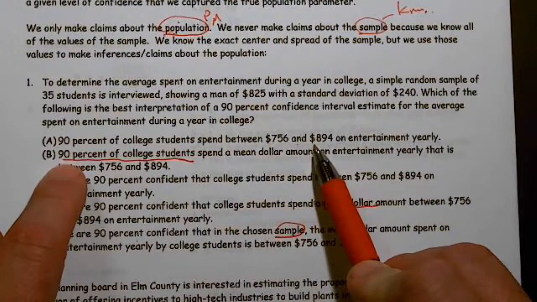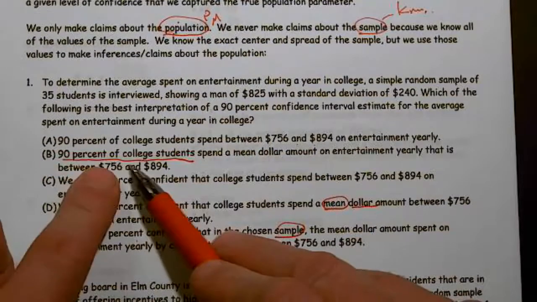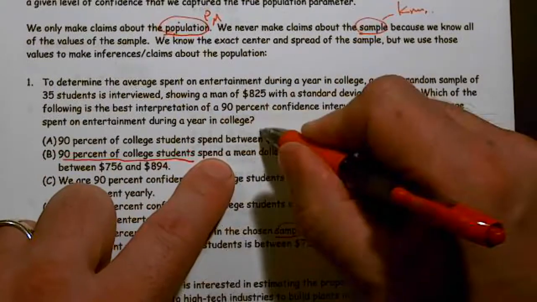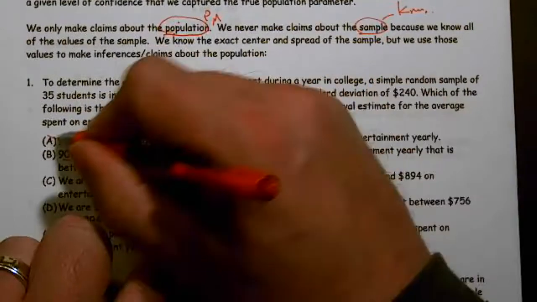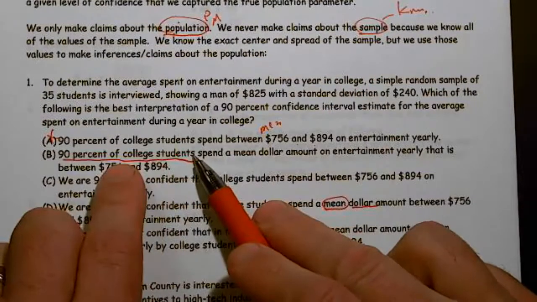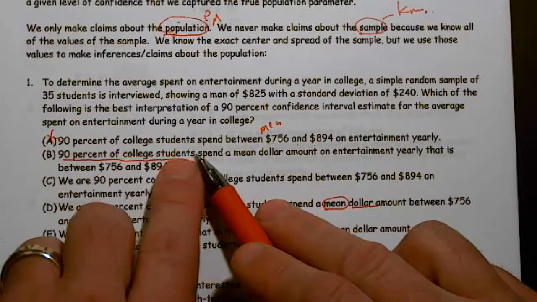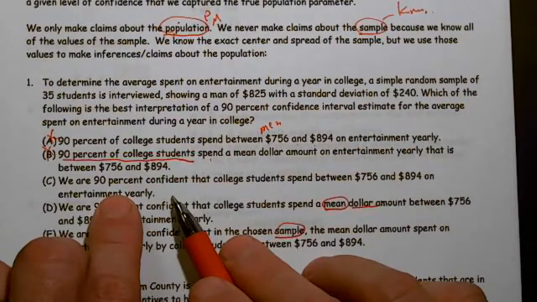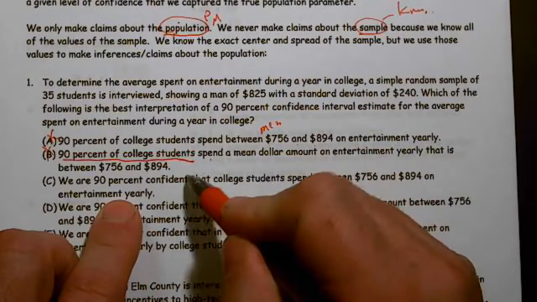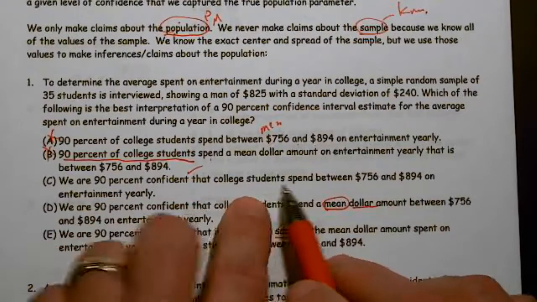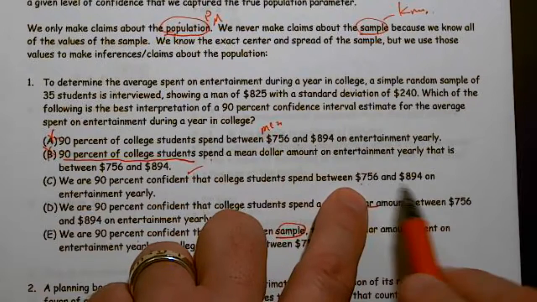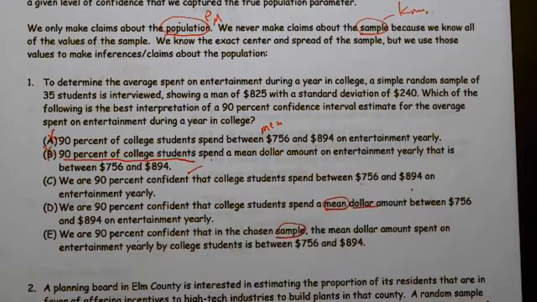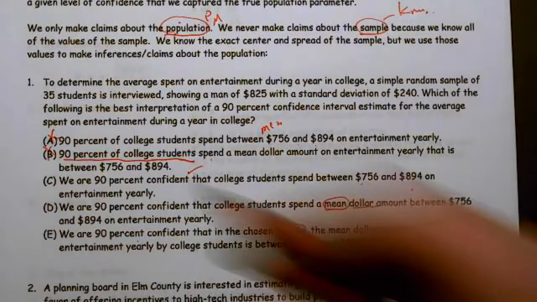We cannot say that. As a matter of fact, 90% of college students spend a mean. No. And by the way, this doesn't even have the word mean, so this is clearly wrong. This does have the word mean, but it's not 90% of college students. We're 90% confident. So this is wrong. So here we start off with, we are 90% confident. Yay, that starts off correctly. That college students spend between this. We have no confidence in the endpoints, and we should be talking about the mean, and that doesn't do that.